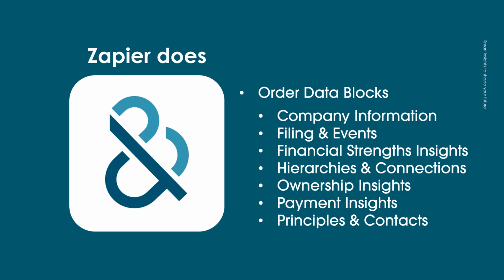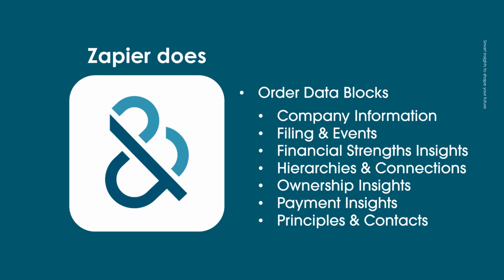Now, let's zoom in on what Dun Bradstreet actually does inside Zapier. When Zapier connects with D&B, you can order specific data blocks to enrich your workflows with real-time, trusted business insights. For example, you can retrieve company information and get key details like address, industry, and registration. With filing and events, you can track company filings and changes. With financial strength insights, you can check credit scores, risk indicators, and the financial health of a company.